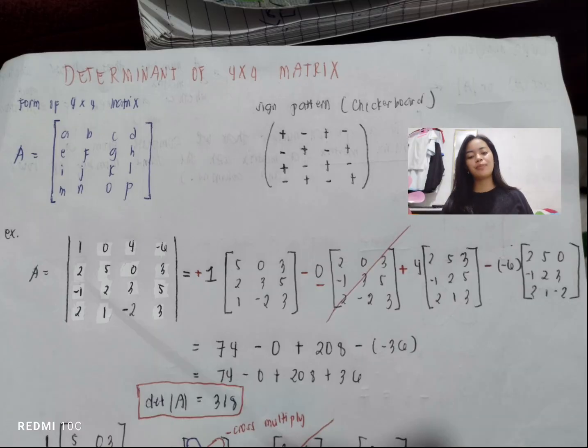Now, let's move on and proceed with the determinant of a 4 by 4 matrix. This is how a 4 by 4 matrix looks like. We have 4 columns and 4 rows.